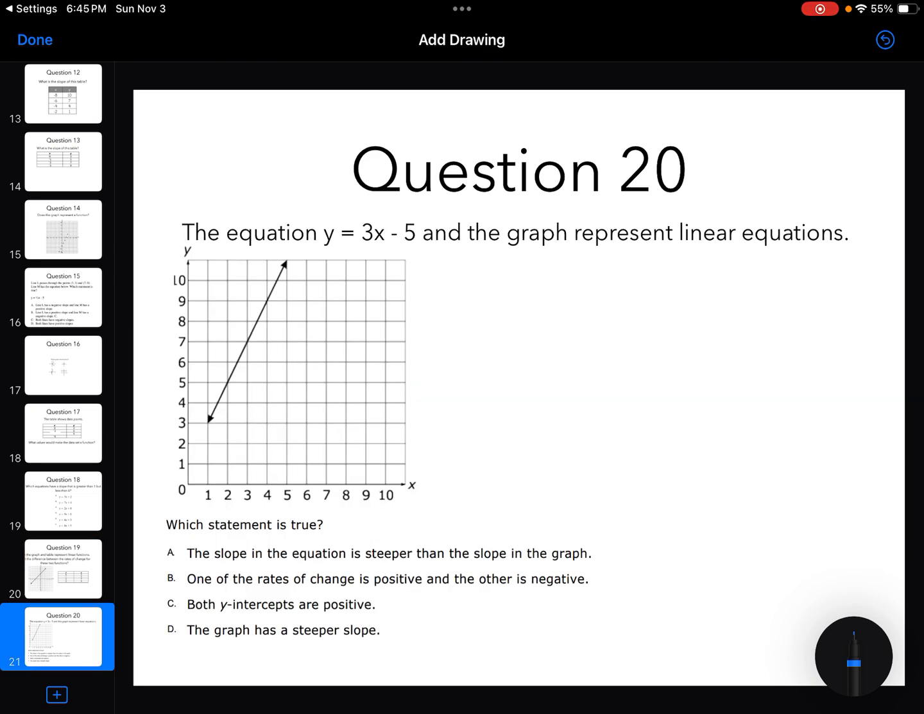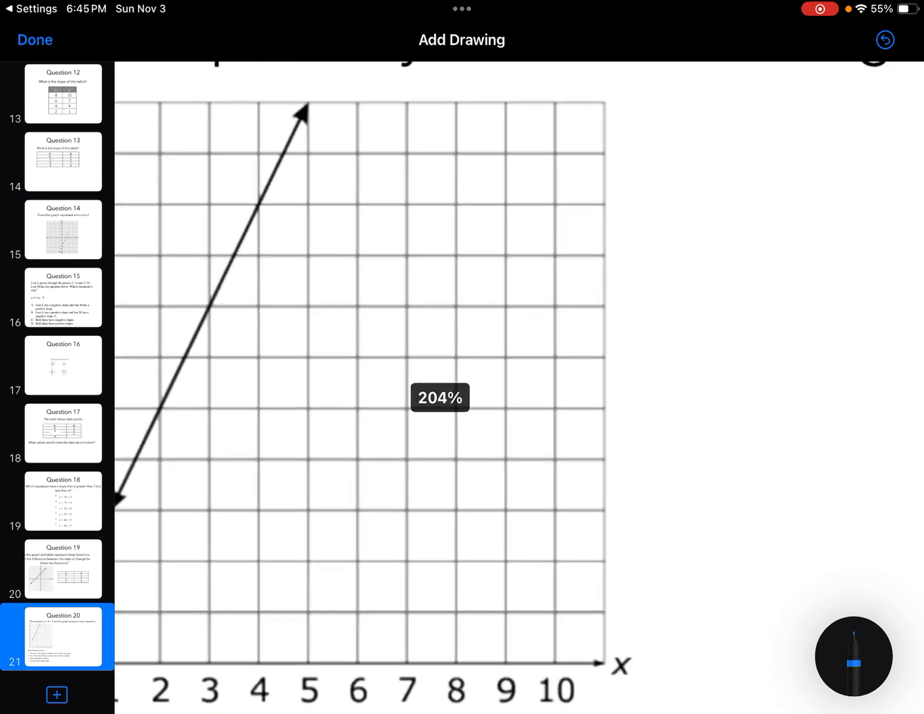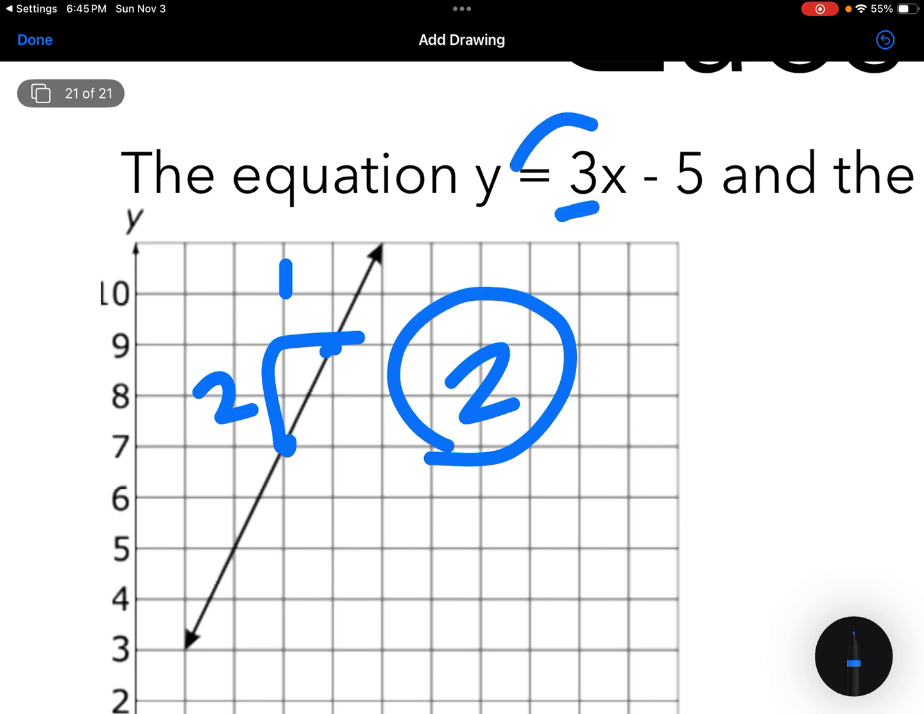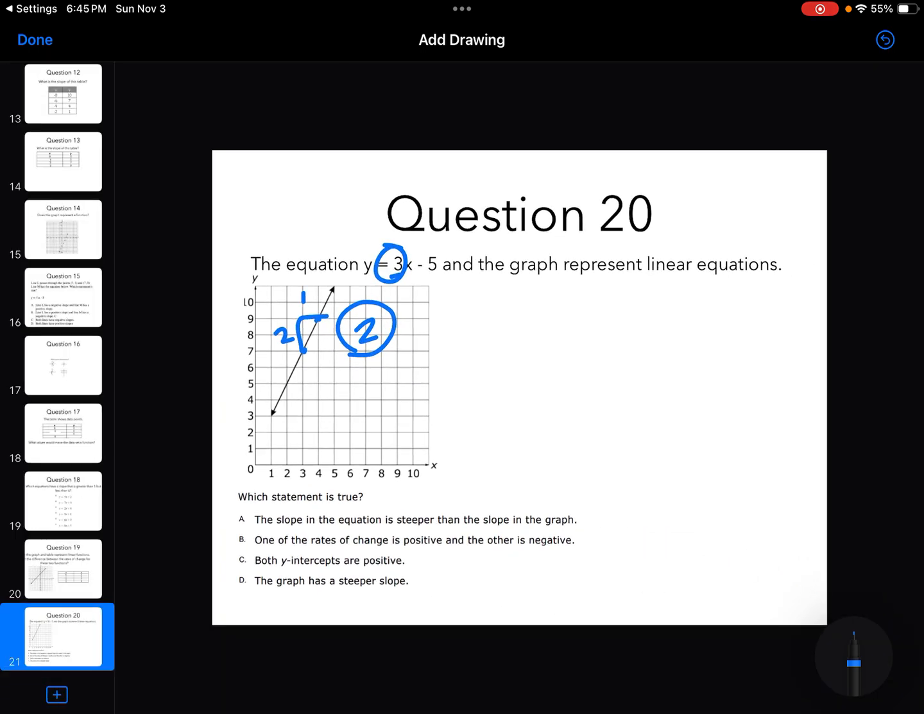The last one, the equation y equals 3x minus 5, and the graph represent linear equations. Which statement is true? Okay, so our slope on this one is 2 over 1. Our slope on this one is 3. The slope on the equation is steeper. Yes, because it's a bigger number.